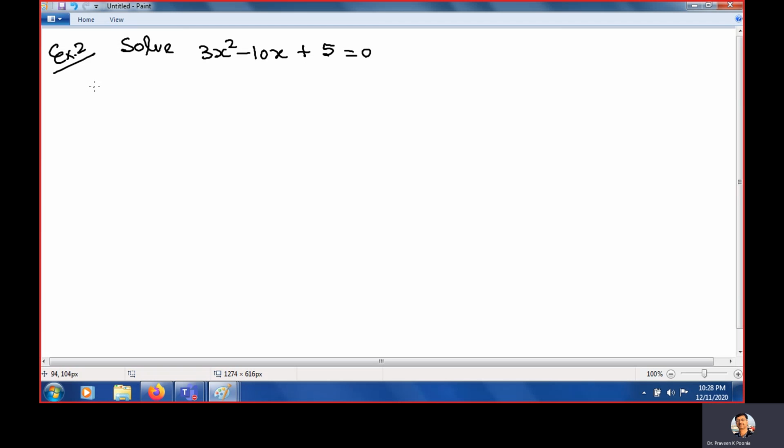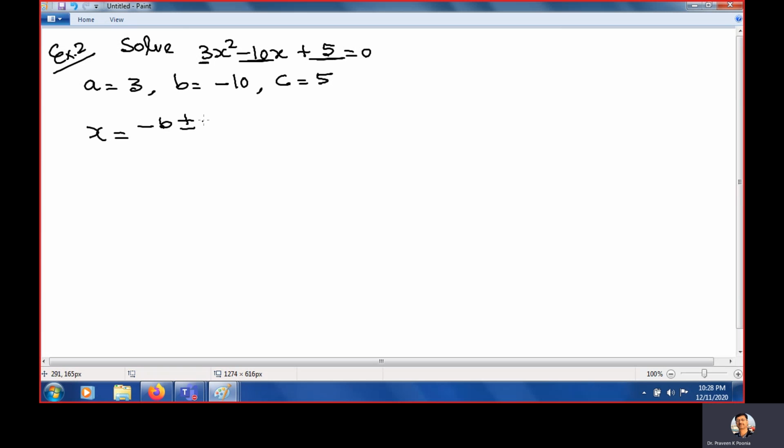So if you see here, what is the value of a? The value of a is 3. What is the value of b? Minus 10. And what is the value of c? It is 5. Value of a is 3, b is minus 10 and c is 5. Okay. Now what is the quadratic formula?